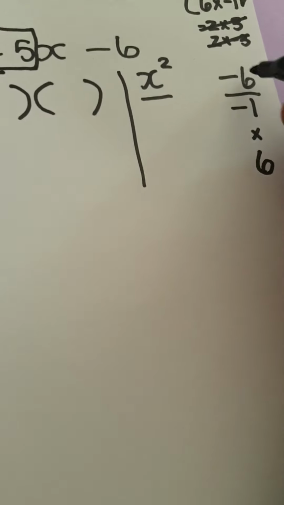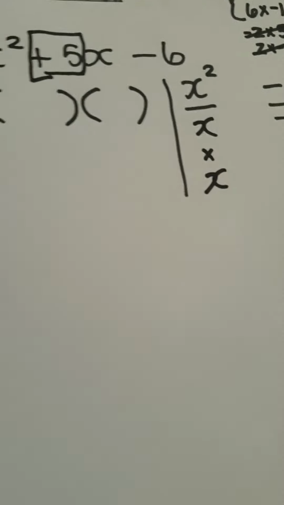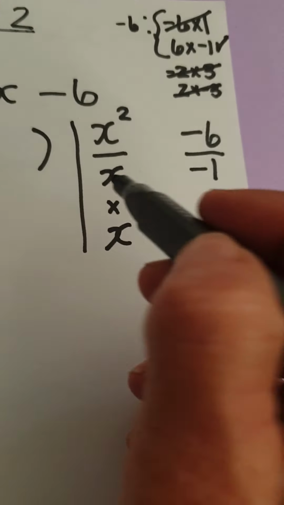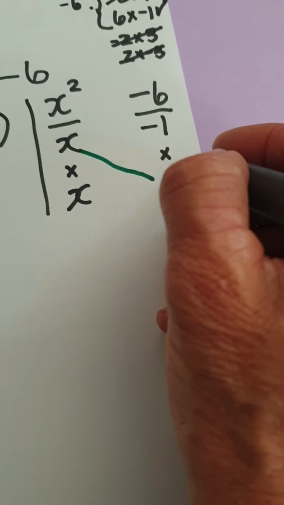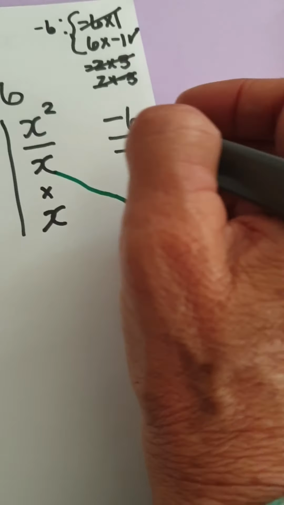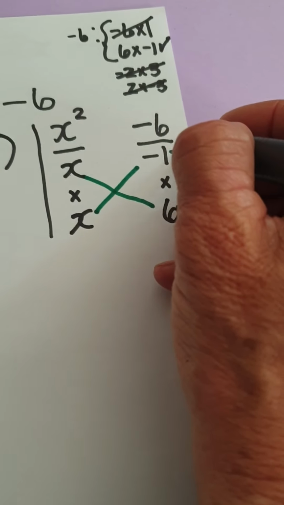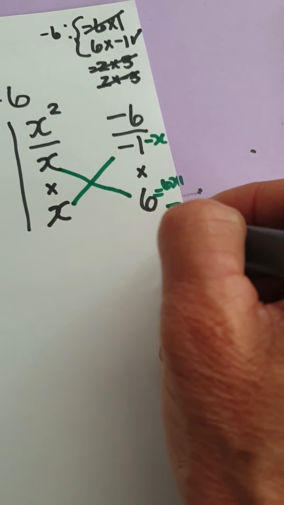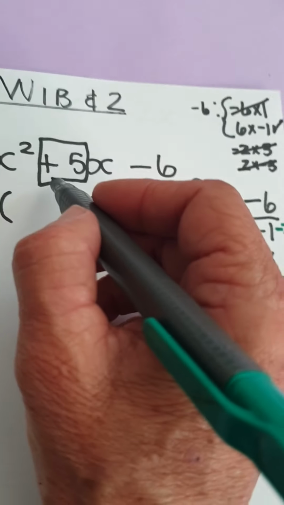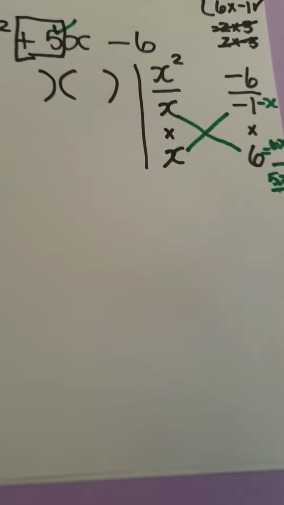When I multiply, it's going to give me negative 6. For x squared, it's x times x again. Now, if I test it and I multiply outside terms, x with 6, I'm going to get 6x there. Sorry, I'm out of space. And if I multiply inside terms, I'm going to get negative x. So plus 6x minus x is plus 5x. Plus 5x is my middle term. So this is correct.